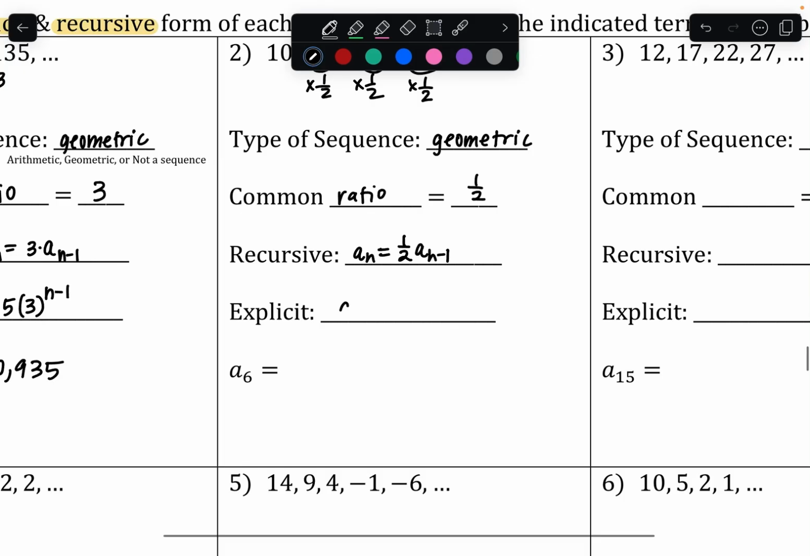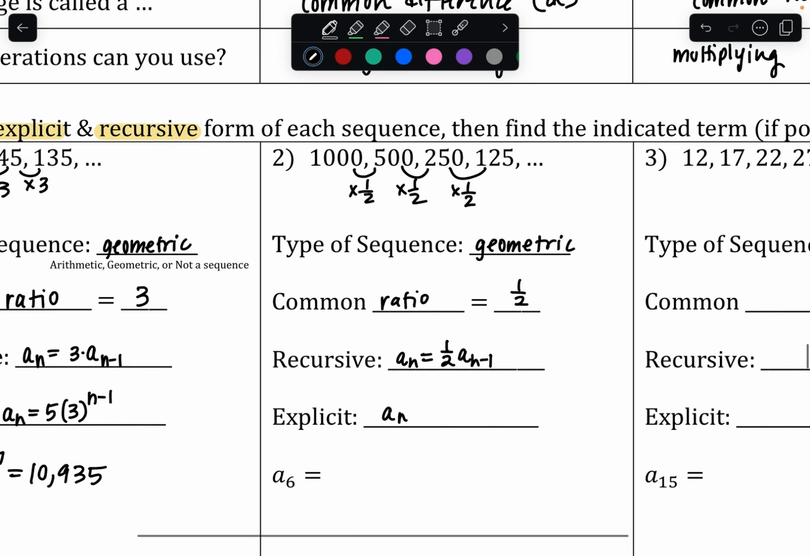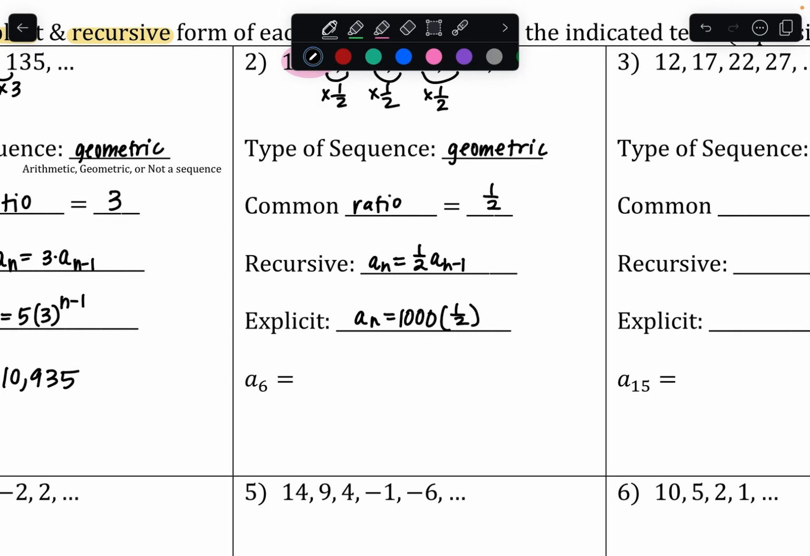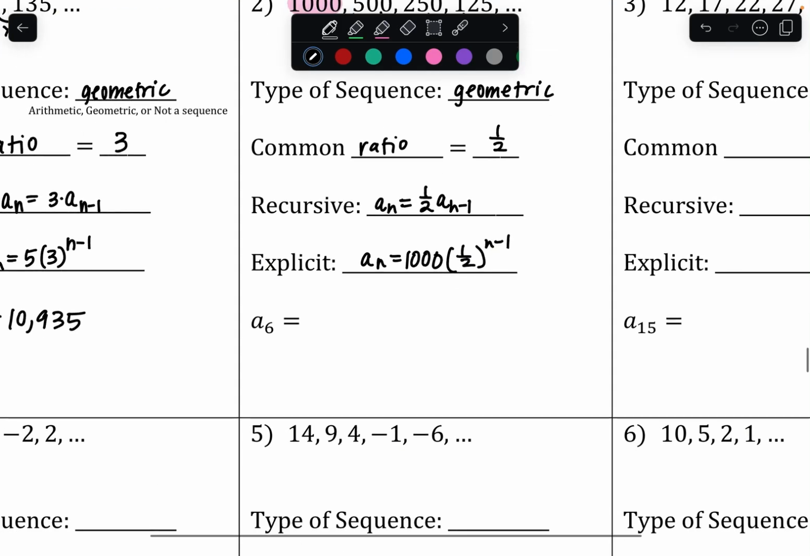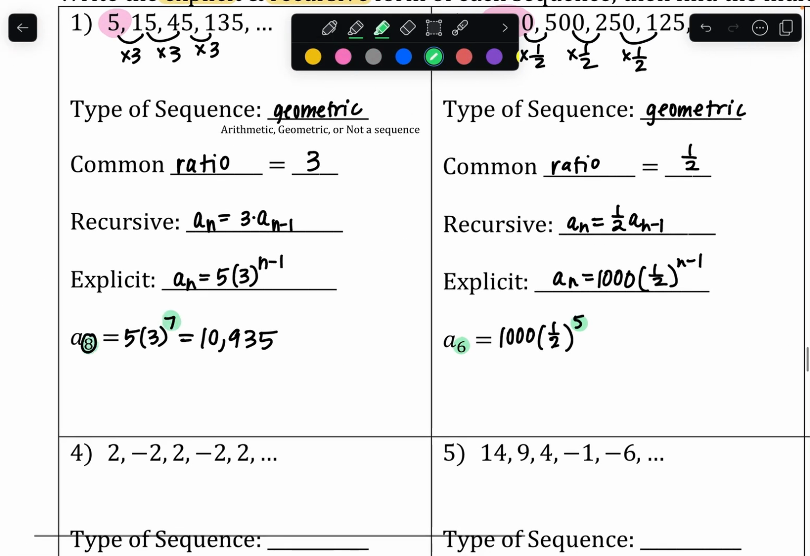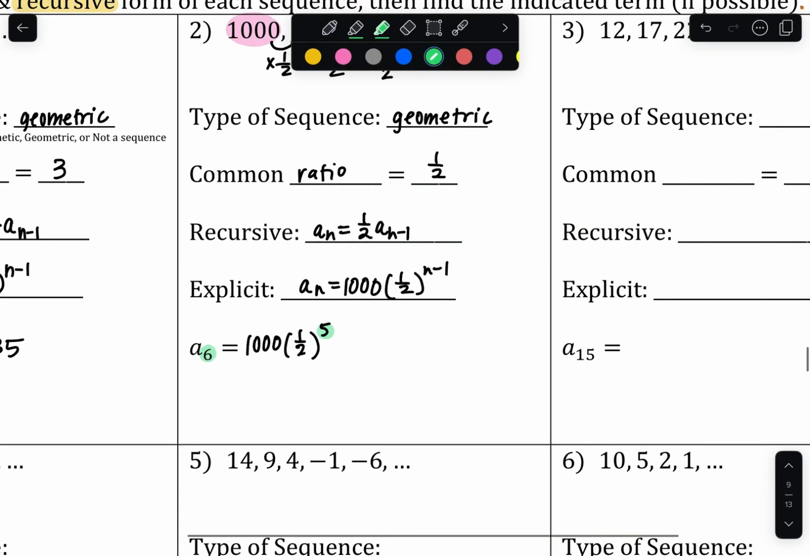In explicit notation, we take the first term, which in this case is 1,000, and we're going to multiply that by 1/2 n minus 1 more times. Okay, so taking that 1,000 and multiplying it by 1/2 5 more times would give me my 6th term. So to find the 8th, our exponent was 7. To find our 6th, our exponent is 5, always one less.